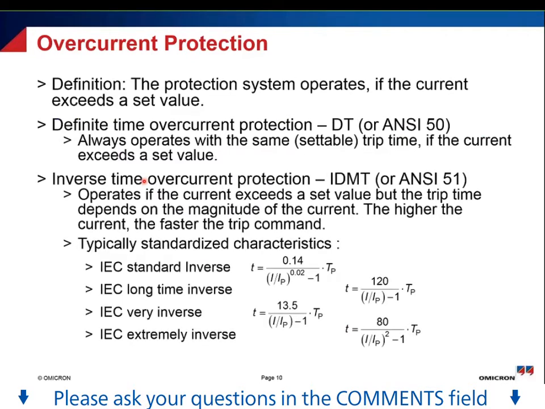On the other hand, you have inverse time overcurrent protection, or IDMT characteristics. IDMT is for inverse definite minimum time characteristic. These inverse characteristics are also defined by their ANSI code, which is ANSI code 51. And these operate if the current exceeds a setting value, but the trip time in the end depends on the magnitude of the current that flows through the protection device. It means that if I get a higher current, then the trip times will be faster. If the current is a bit lower, then the trip time will be longer.